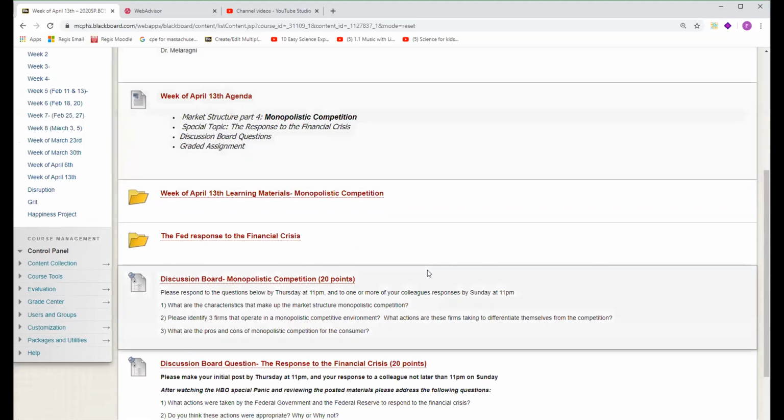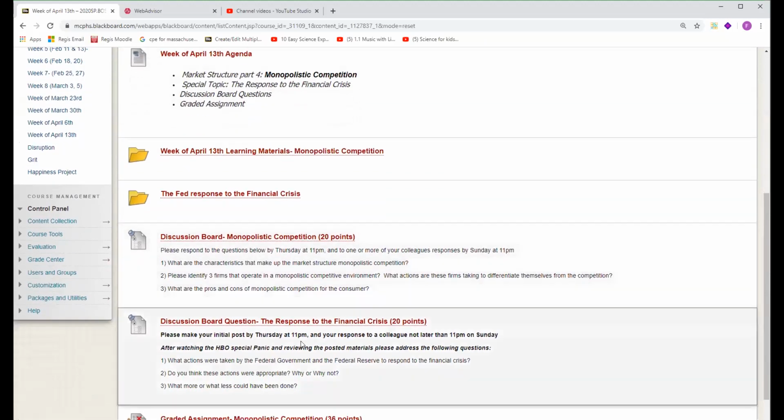And then I want you to respond to the discussion board question on the response to the financial crisis. What actions were taken by the federal government and the Federal Reserve Bank? Do you think the actions were appropriate? Not everybody does. There are people who criticize them for doing too much, others who criticize them for doing too little. So the third question is, what more or less could have been done?